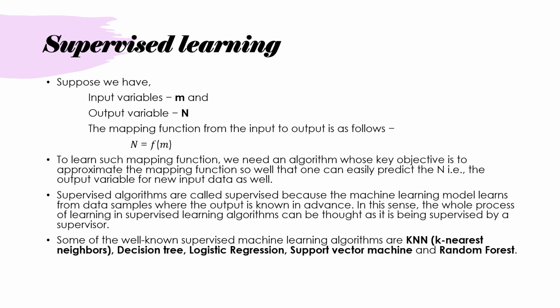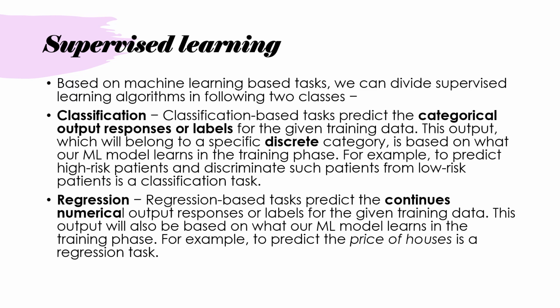Some of the famous or well-known supervised machine learning algorithms are the k-nearest neighbor algorithm, decision tree, logistic regression, support vector machine, and random forest. Based on the way in which the learning algorithm is performed, supervised learning can be divided into two types, classification and regression. Classification is based upon the task to predict categorical output responses or labels from a set of input data. The output will belong to a specific, discrete, or finite category.